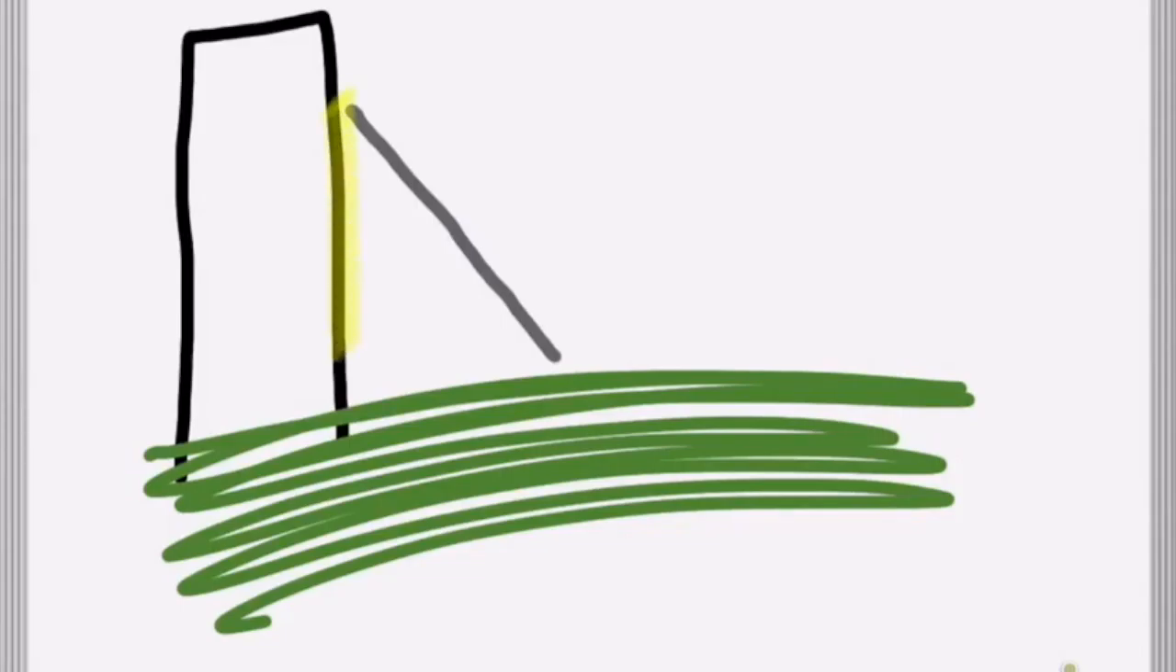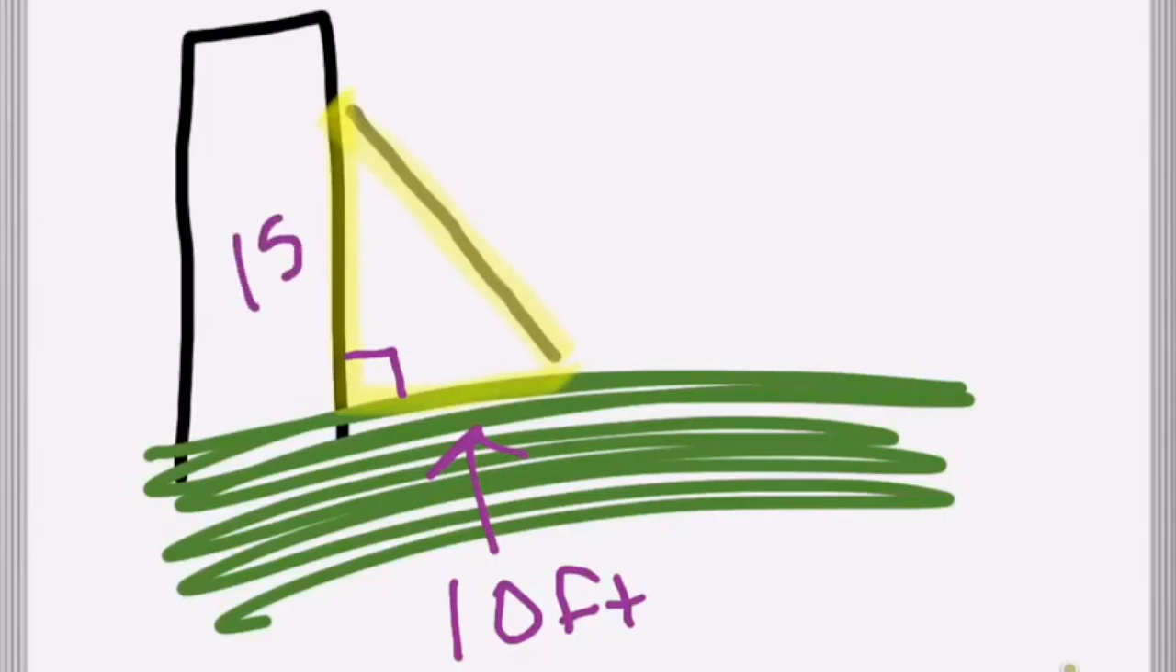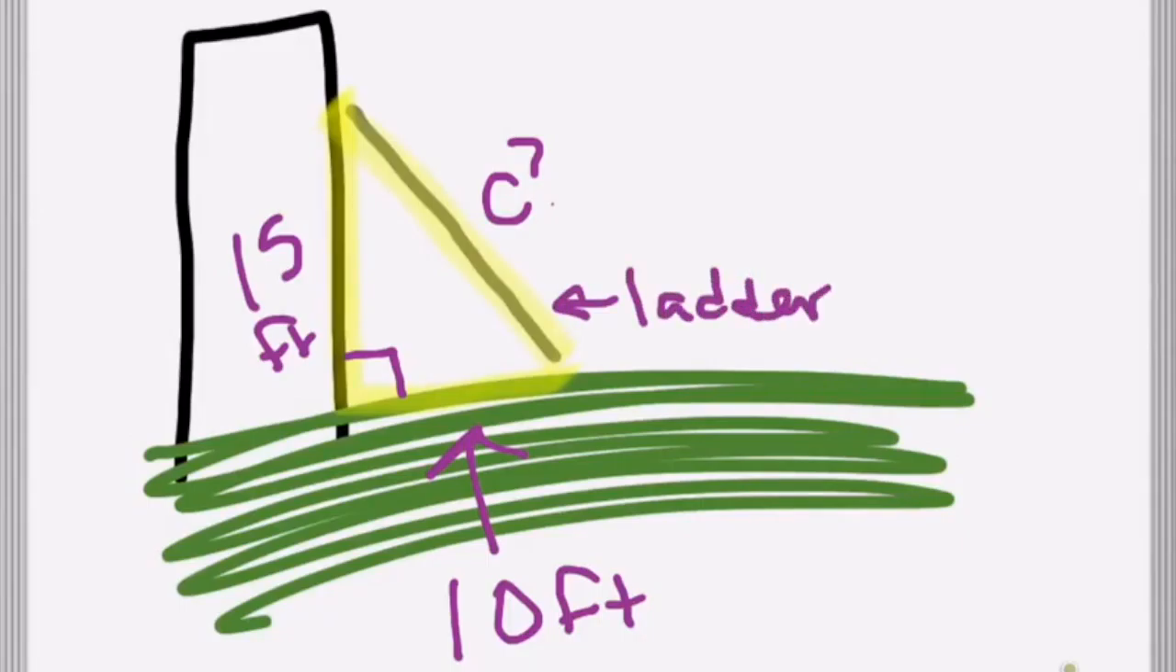So you need to be able to see this right triangle here, so that whenever the problem tells you that this is, I don't know, 10 feet, and that this is 15 feet, you will be able to find the length of the ladder, which the ladder is just your hypotenuse in this case.